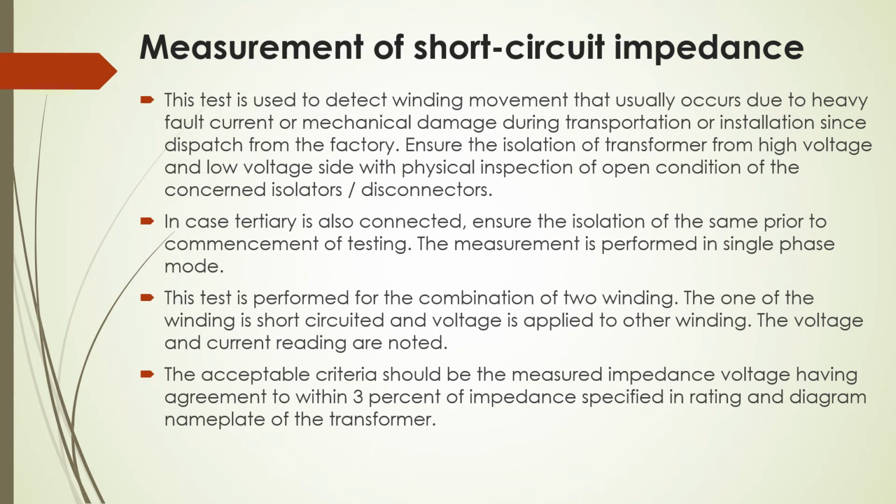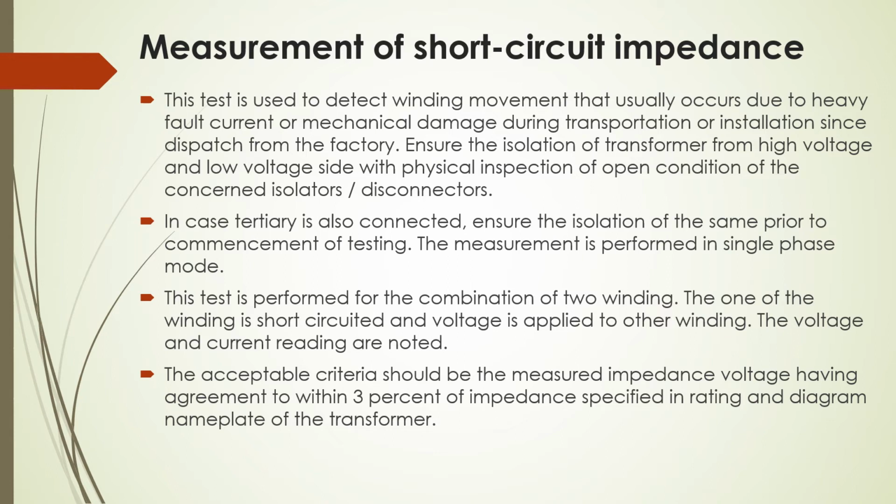Measurement of short circuit impedance. This test is used to detect winding movement that usually occurs due to a heavy fault current or mechanical damage during transportation or installation. Since dispatch from the factory, ensure the isolation of the transformer from the high voltage and low voltage side with physical inspection of the open condition of concerned isolators or disconnectors. In case the tertiary is also connected, ensure the isolation of the same prior to commencement of testing.